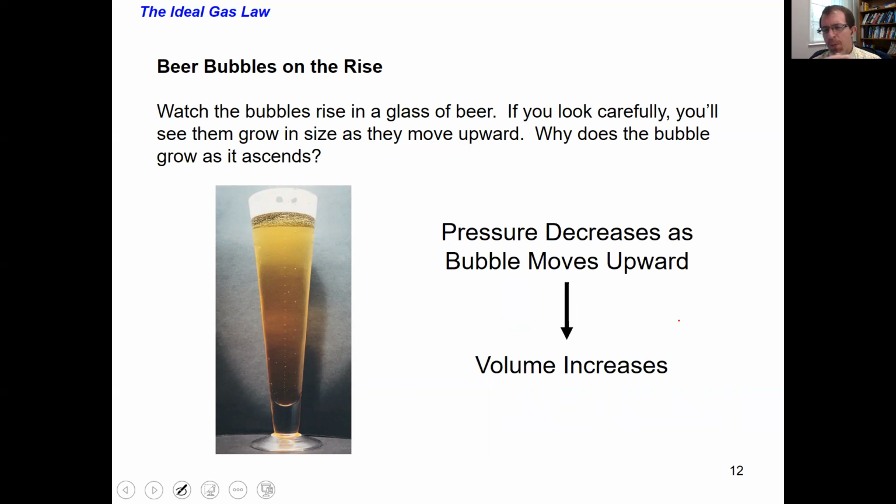We could also have bubbles joining together. As we accumulate more and more gas in the bubble, the volume would increase that way as well. The bubble would grow. Okay. But this one here that you see on the screen is a little more interesting than that.